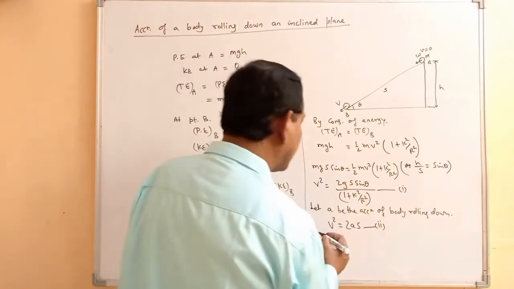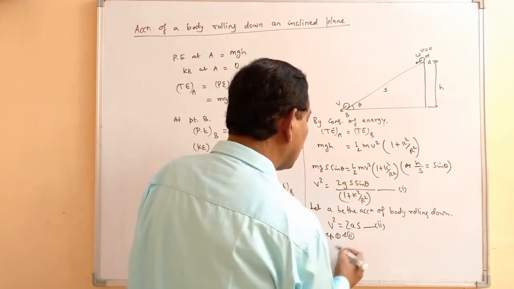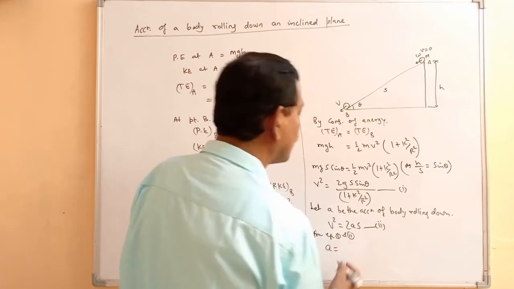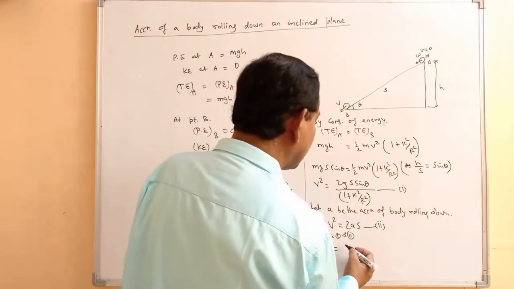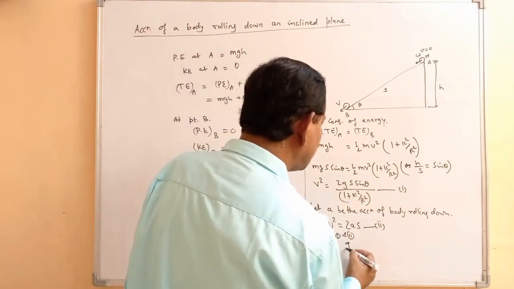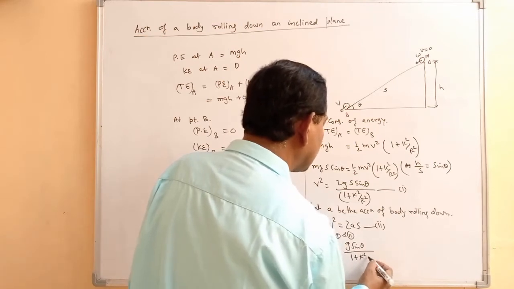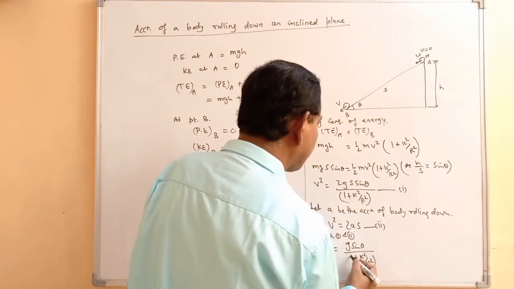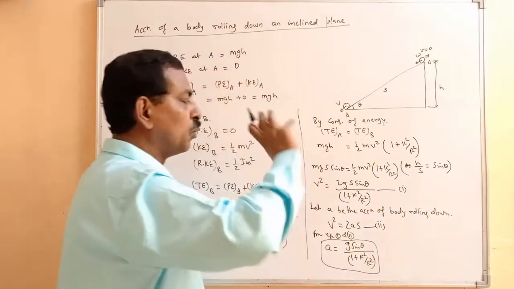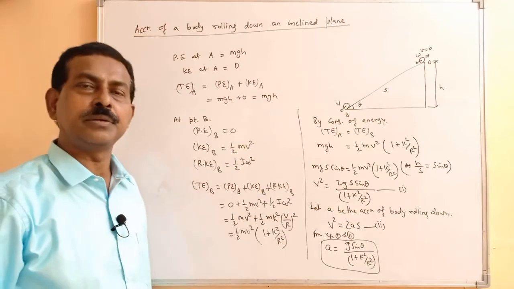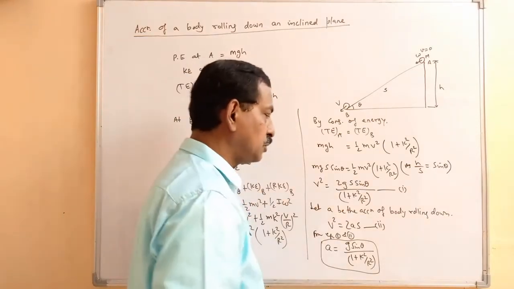Now from equation 1 and 2, what will you get for A? Here 2 and s will get cancelled. So you will get here g sine theta by 1 plus k square by r square. This is the expression for acceleration of the body which is rolling down an inclined plane. So this expression we can use.